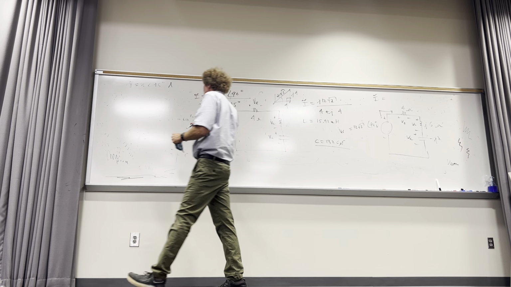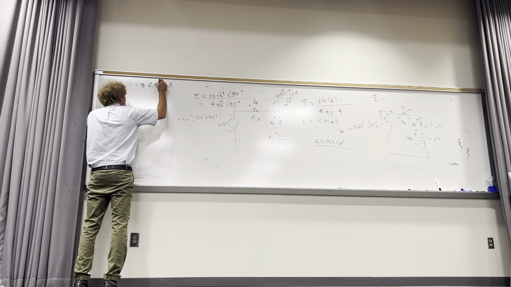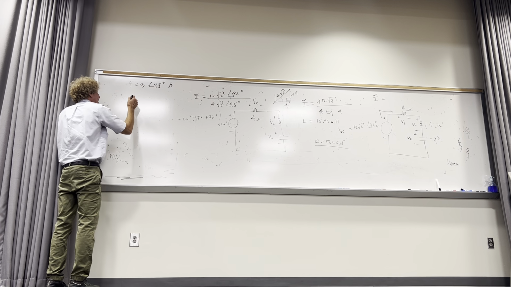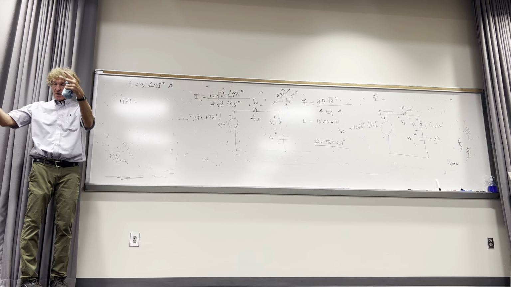I have I phasor equal to 3 at an angle of 45 degrees amps. So it's 3 at an angle of 45 degrees amps. Now in the time domain, i of t will have that magnitude, 3. Y'all hear me?